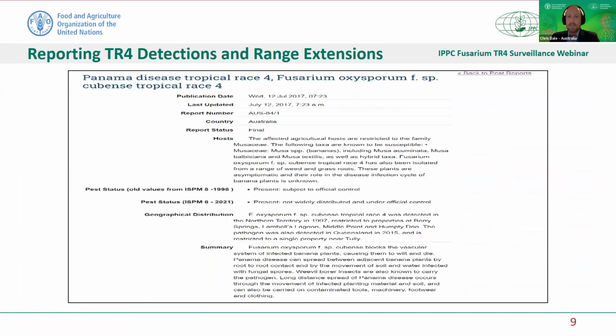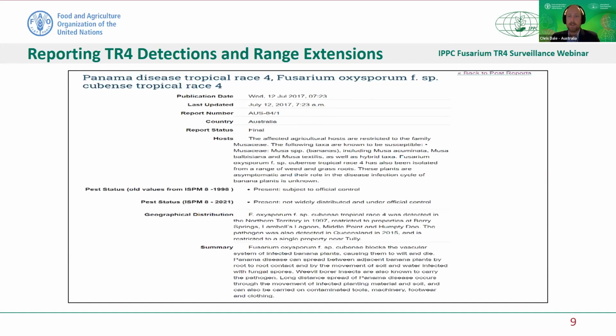So this is an example of the Fusarium Race 4 official report that came from Australia in 2017. As you can see there, there's a time and date stamp and details. Importantly, it talks about the hosts that are relevant for that particular report, and the pest status in terms of whether the pest is present and what the control is. So as you can see there, it's present subject to official control, and present not widely distributed and under official control under the pest status for the old determinations. And you can also see there the geographical distribution.